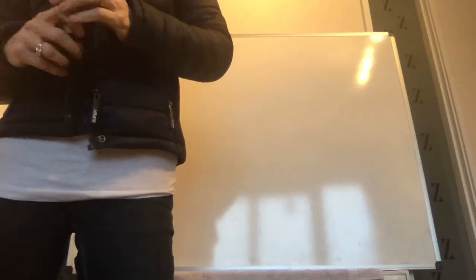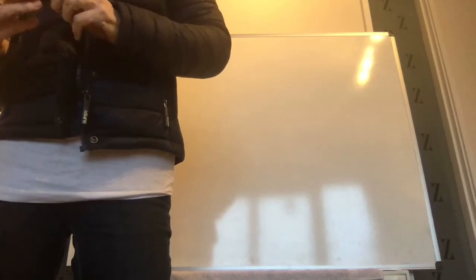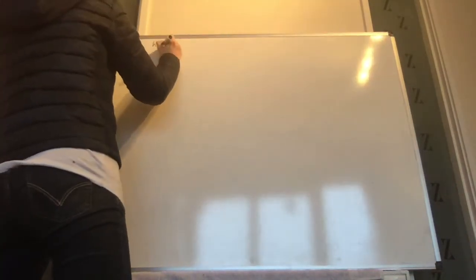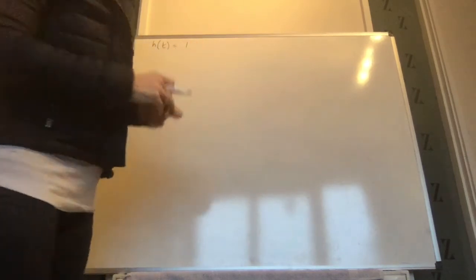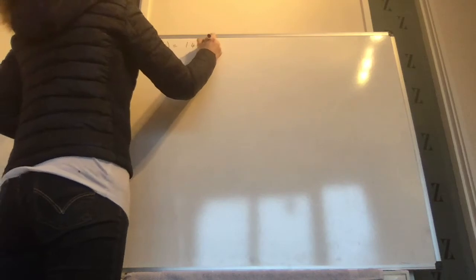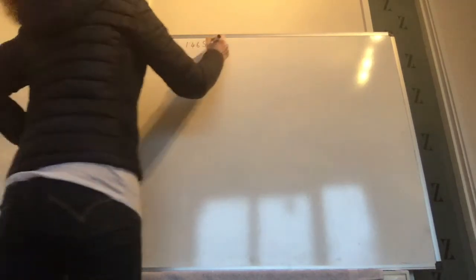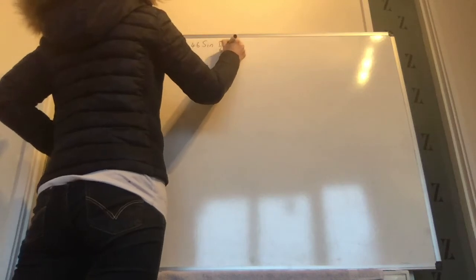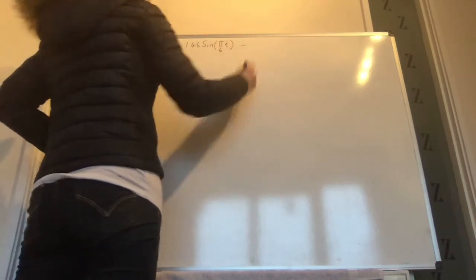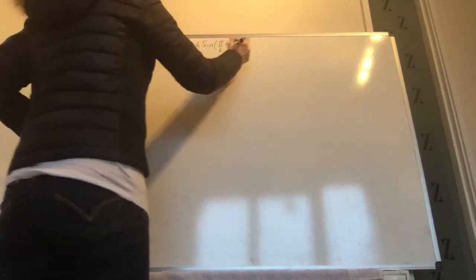Okay, so they're giving a formula for the tide and the height of the tide. We have h of t is equal to 1.46 times the sine of pi over 6t. Was it plus or minus? Plus 1.56.